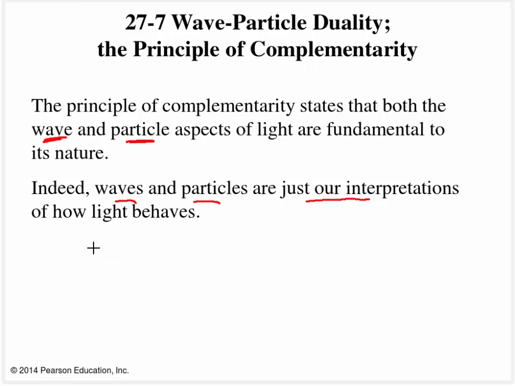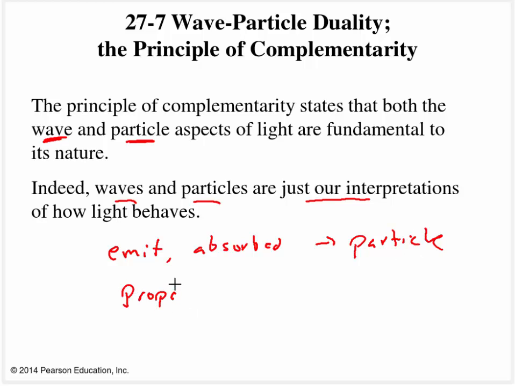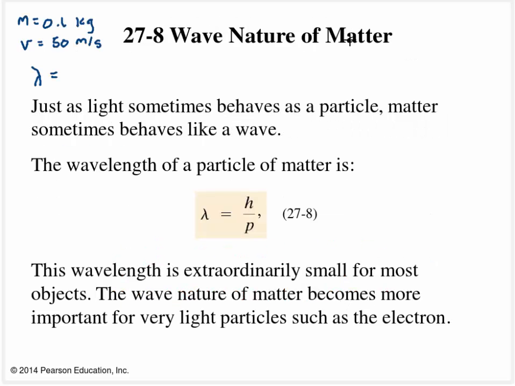The way that I always think about it is if light is being emitted or is being absorbed, then we're going to treat it like a particle. And if it is propagating, so going through slits or something like that, then we're going to treat it like it behaves like a wave. Now, that's kind of a mind-breaking concept that photons can have both wave-like behaviors as well as particle-like behavior.